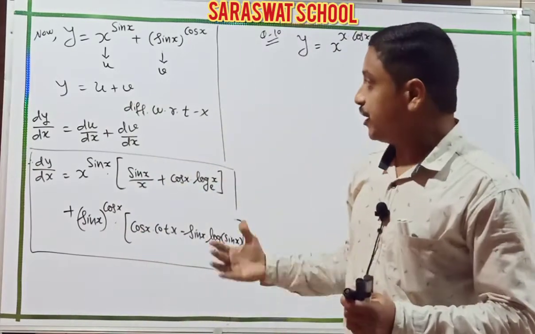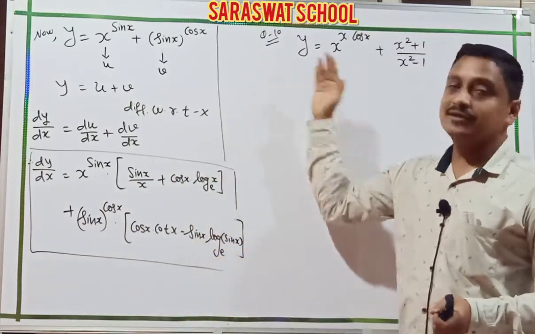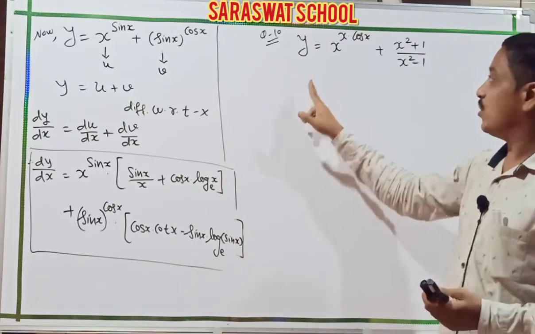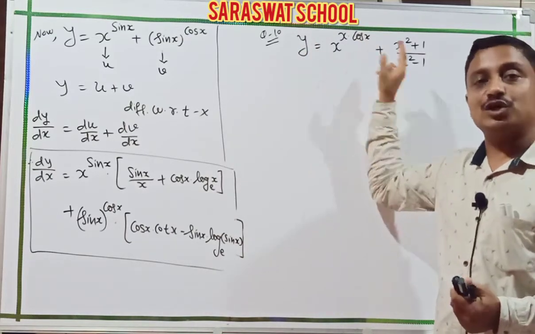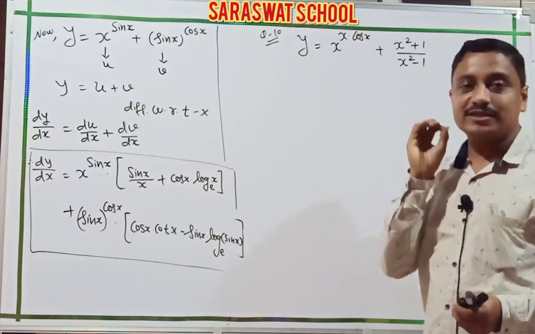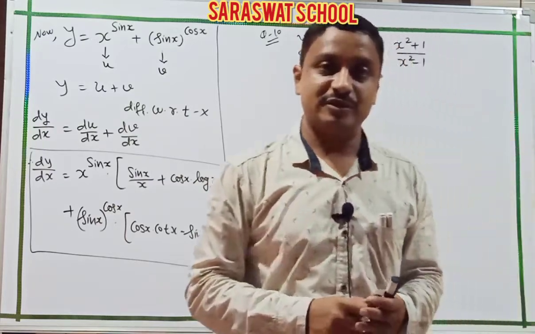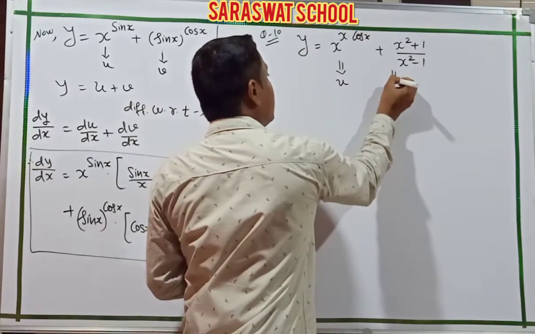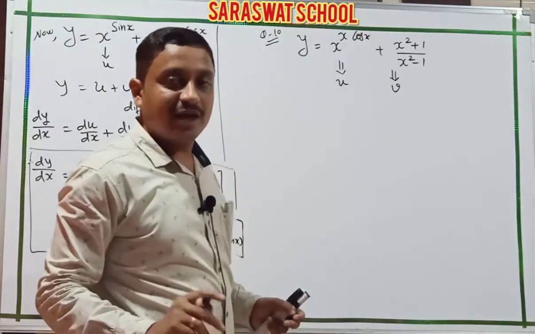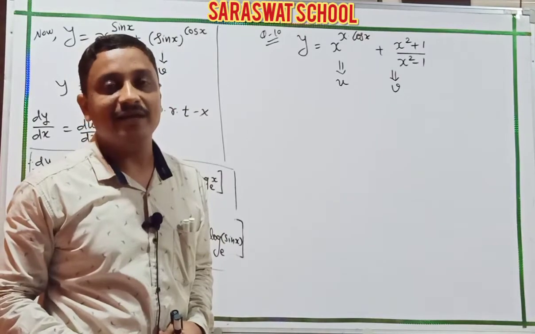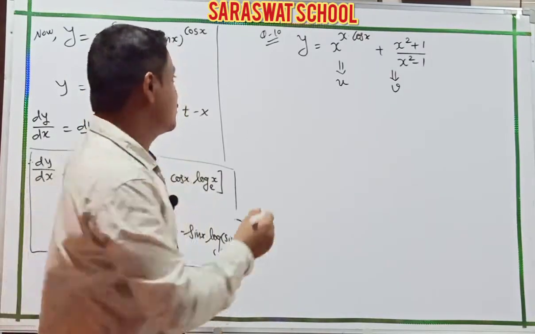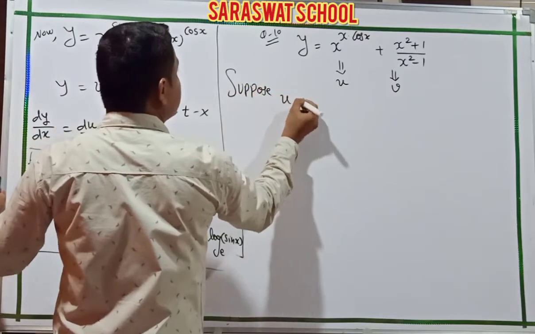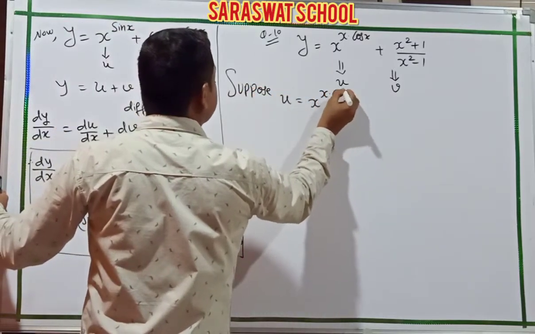Now, students, after ending these questions, I move ahead slowly. Question number 10. The question is: y is equal to x raised to x into cos x, plus x square plus 1 upon x square minus 1. Students, same explanation. Here taking u and here taking v, and both applying by individual derivative. So suppose, first of all, u I start: x raised to x into cos x.